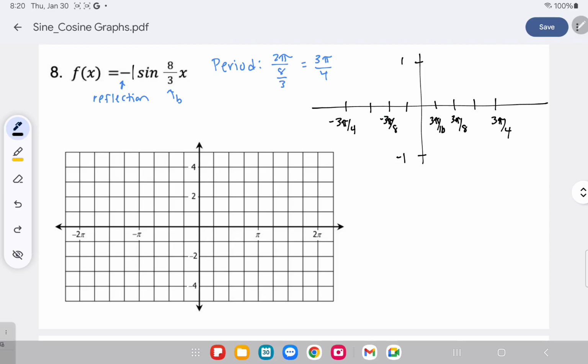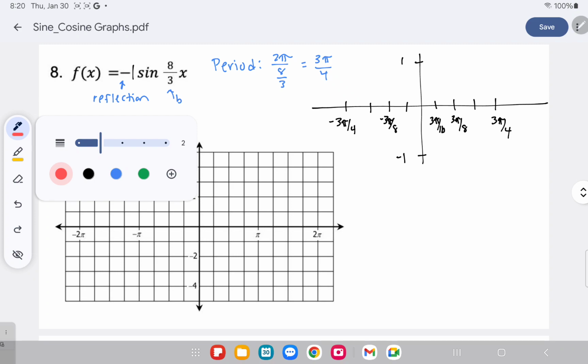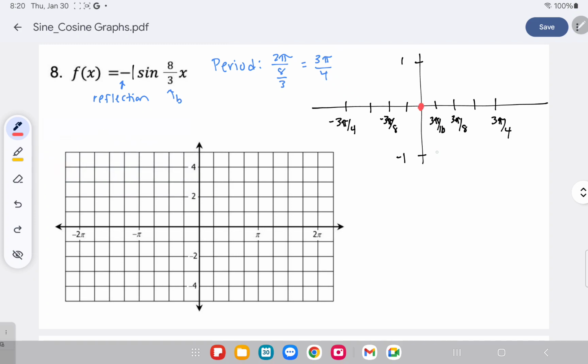Okay, so sine means we start in the middle. We're going down first this time. So we're going down to negative 1 at 3 pi over 16. Back up to middle at 3 pi over 8. Up to 1 at, oh, what is that? I don't know. And then back down to middle. It's too late for me.